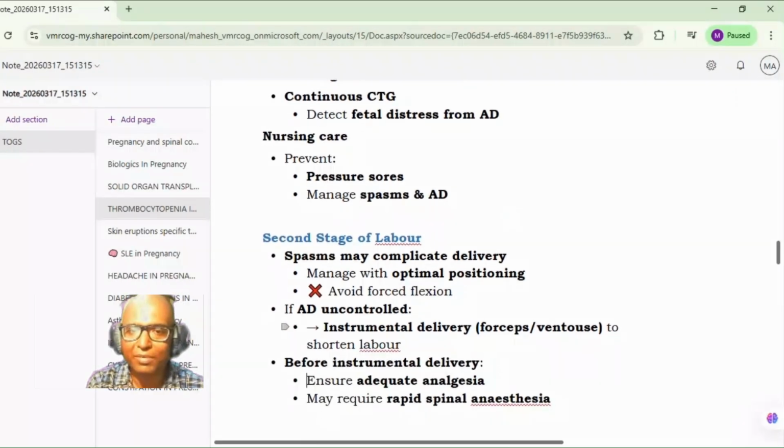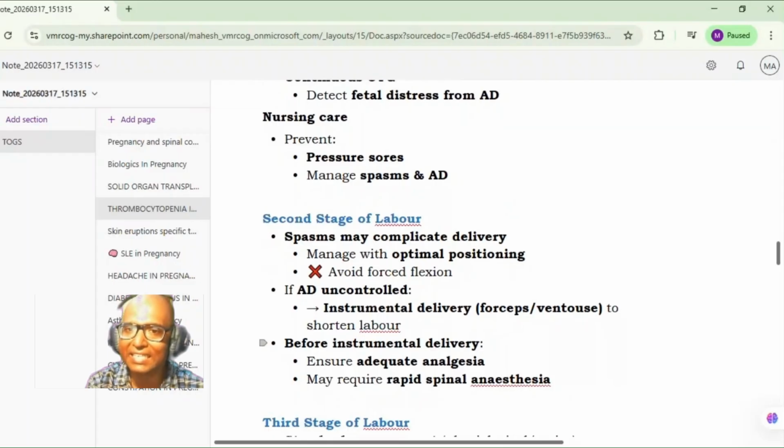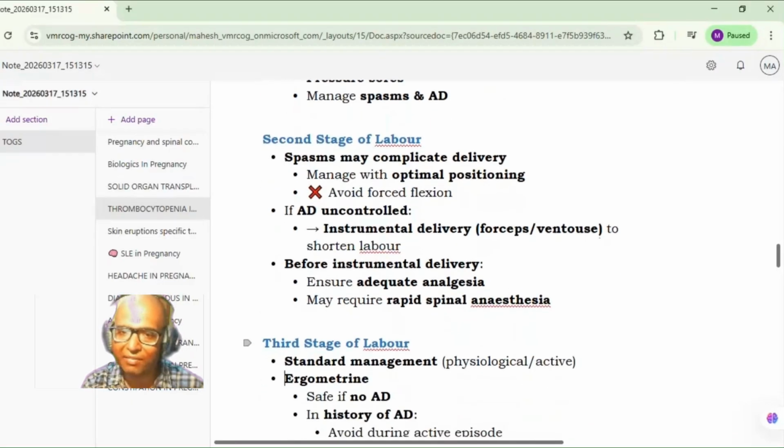In the second stage of labor, spasm may complicate the delivery. So manage with optimal positioning. Avoid forced flexion. If AD is uncontrolled, instrumental delivery can be performed either by forceps or ventouse to shorten the labor. Before instrumental delivery, ensure adequate analgesia, and it may require spinal anesthesia also.